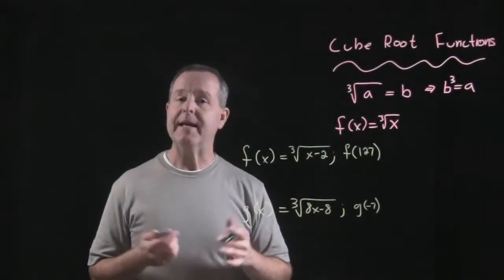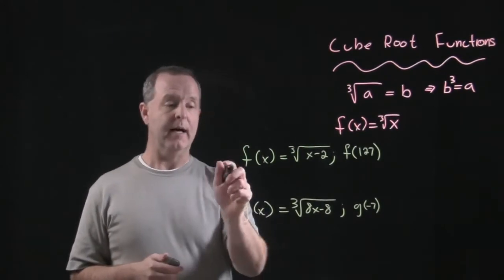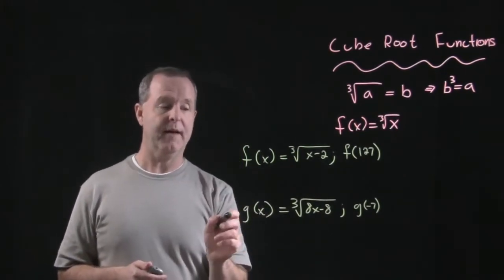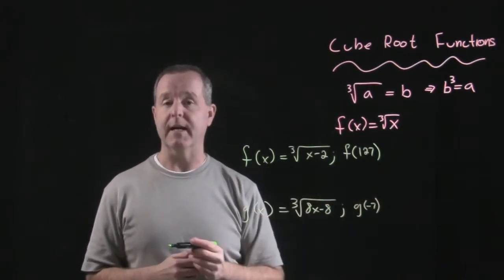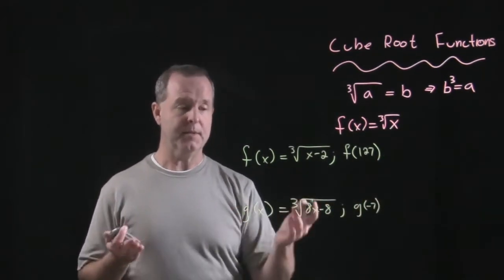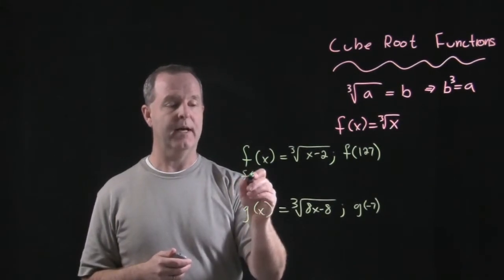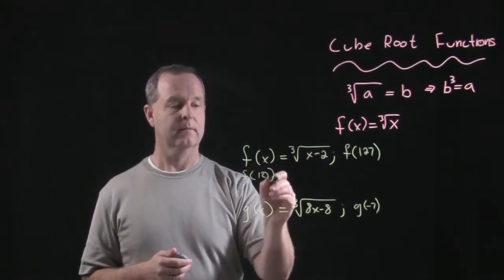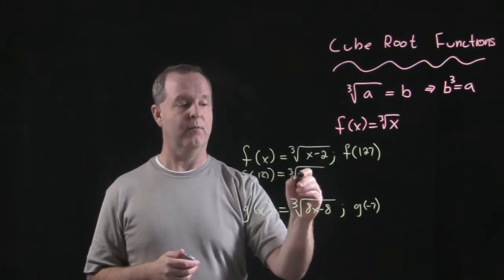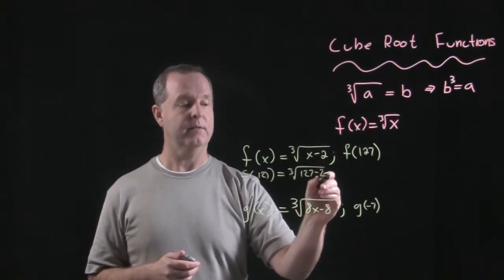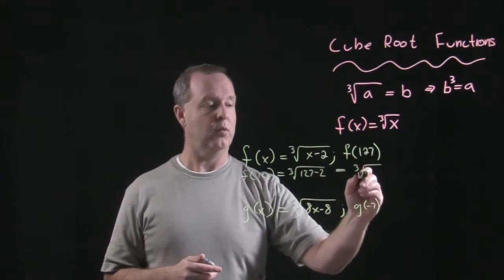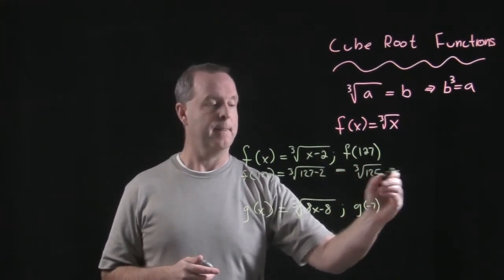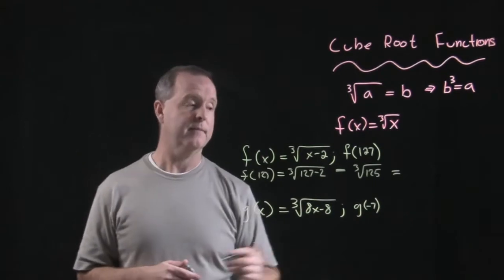To show you how we may evaluate a cube root function, I have two functions, f of x and g of x. I want to evaluate f of x at 127. Substitute that in, so f of 127 equals the cube root of 127 minus 2, which equals the cube root of 125. And the cube root of 125 is 5.